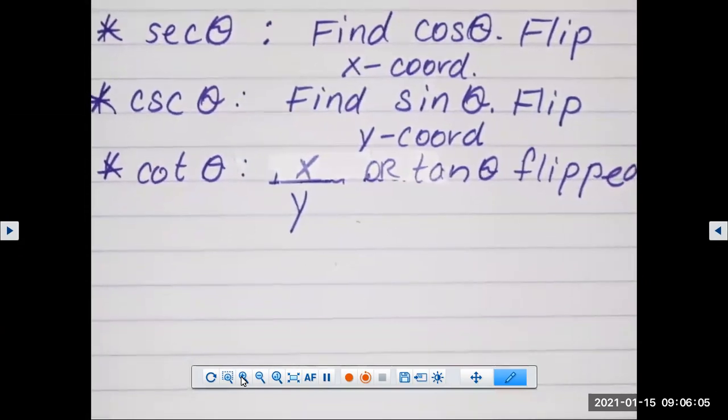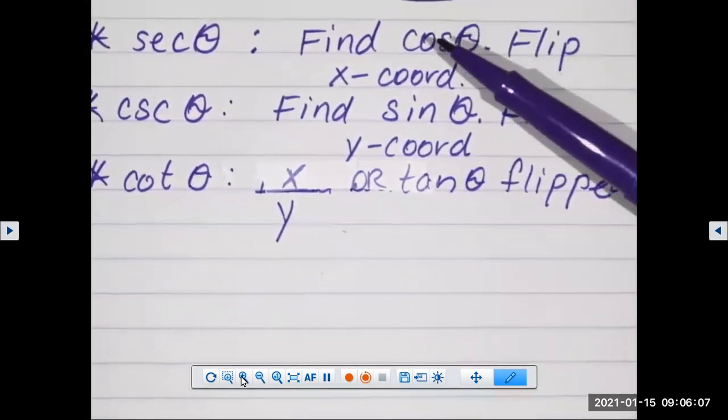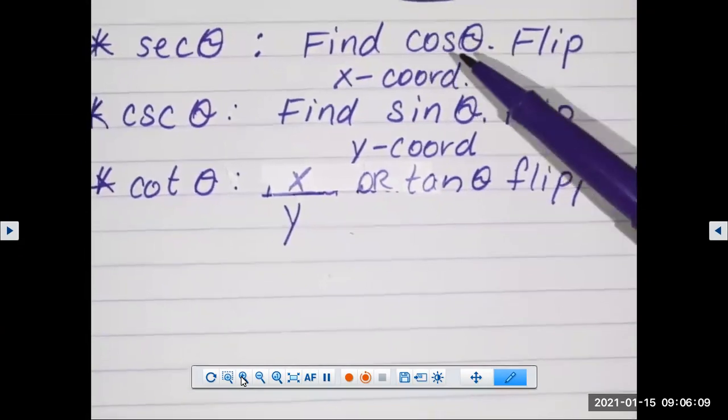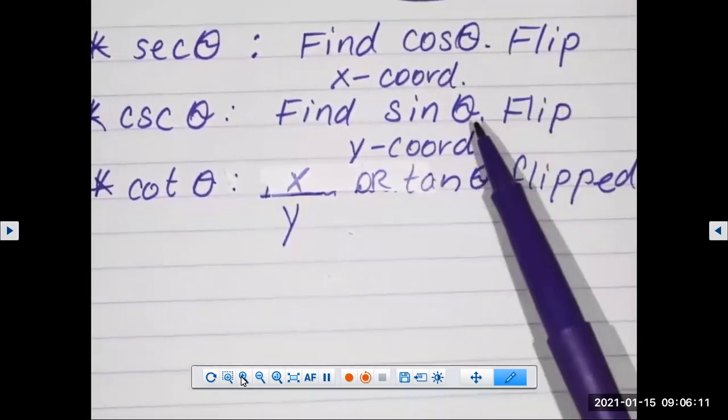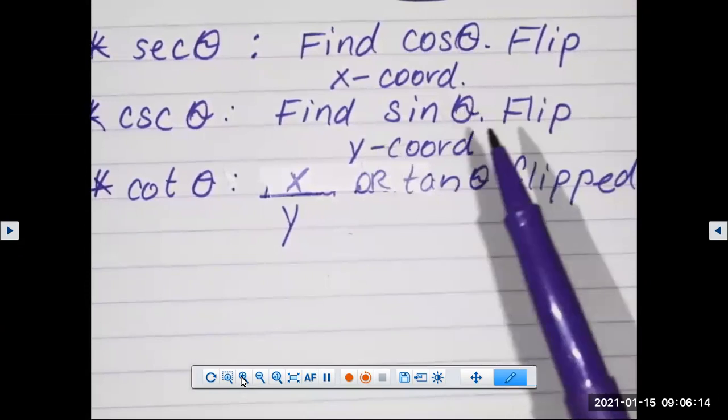Okay, if they ask you to find cosine, all you do is find your angle and look at your x coordinate. That's there for you. Find sine of any angle, locate the angle, look at your y coordinate.